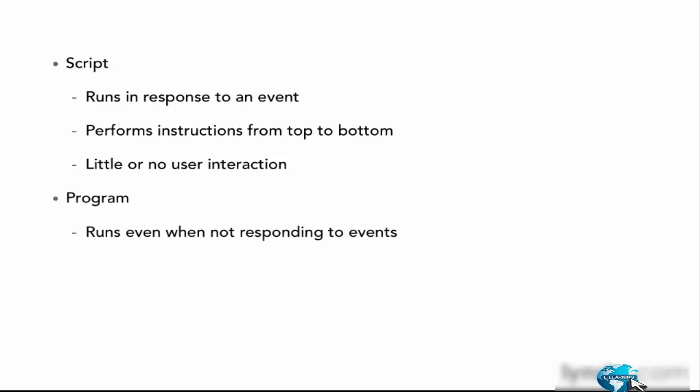On the other hand, a program runs even when not responding to events. It continues to run and to wait for interaction, whether that interaction comes from a user making choices or from other programs or input. A program also jumps around its instructions a lot more, so that there's often not a clear start and end point. And it often involves lots of user interaction.